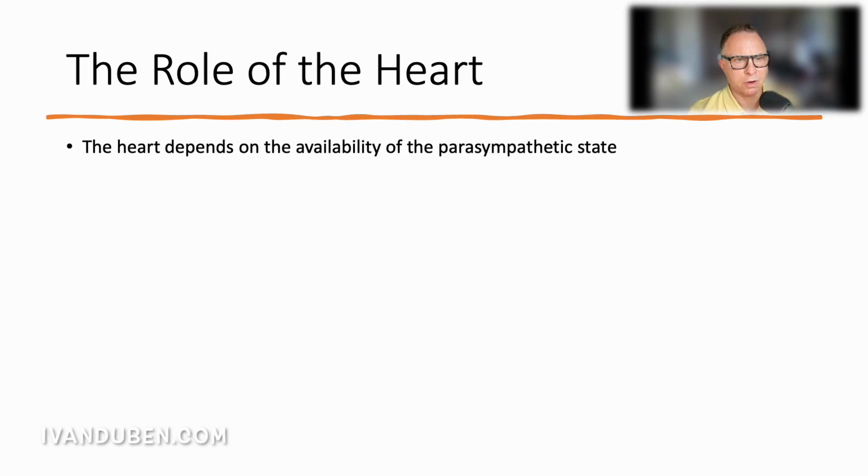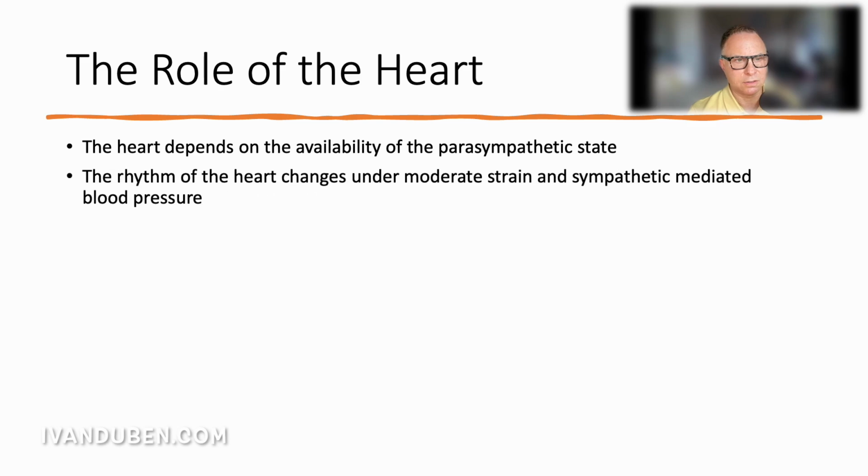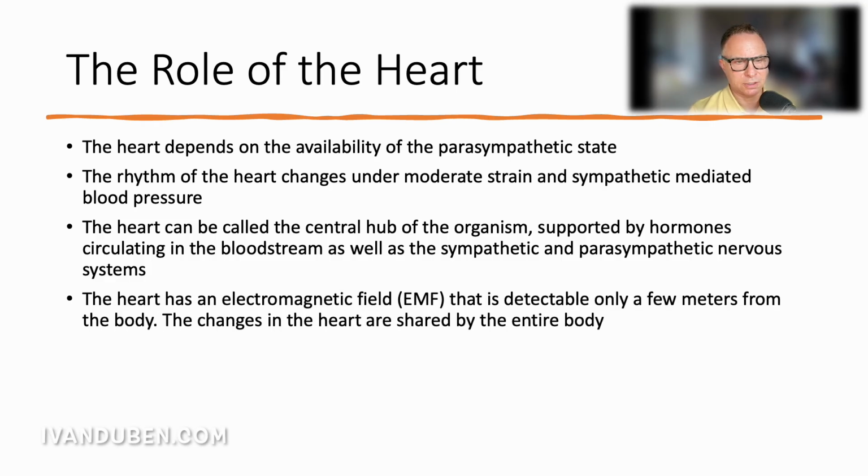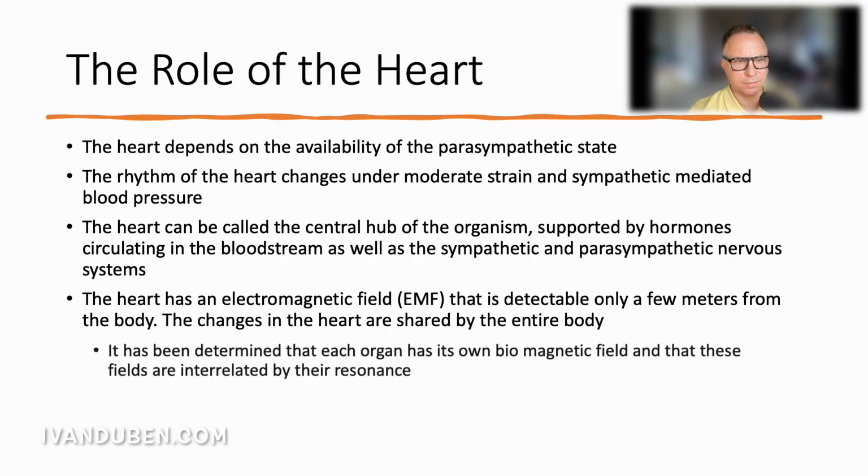In terms of the role of the heart, it depends on the availability of the parasympathetic state. The rhythm of the heart changes under moderate strain and sympathetic mediated blood pressure. The heart can be called the central hub of the organism, supported by hormones circulating in the bloodstream, as well as the sympathetic and parasympathetic nervous systems. The heart has an electromagnetic field that is detectable only a few meters from the body. The changes in the heart are shared by the entire body.